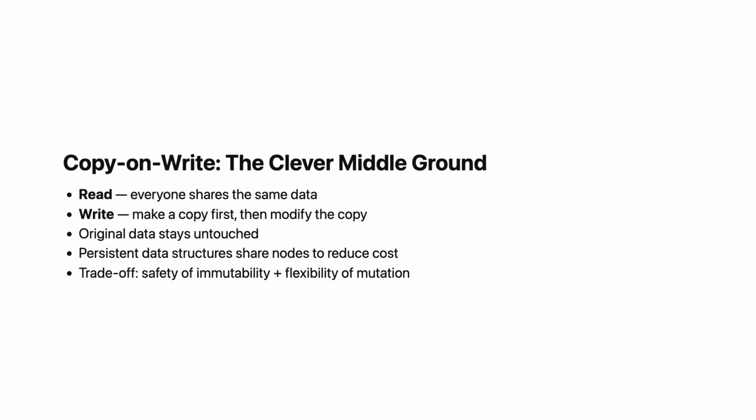Copy on write gives you the safety of immutability with the flexibility of mutation, at the cost of the copy, and that cost matters. If your data structure has 10,000 elements and you need to change one, copying all 10,000 is expensive. Persistent data structures solve this by sharing structure. Only the changed parts get new nodes. But even then, there is overhead. Nothing is free.